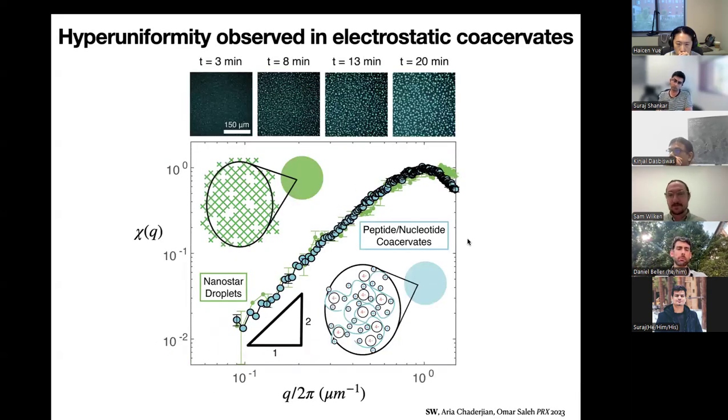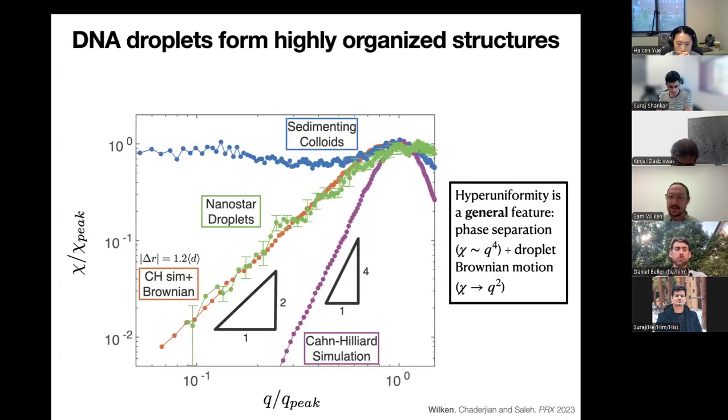You can do this with a different kind of phase separating system. So we did this with peptides and nucleotides, where the microstructure of these droplets is very different. The phase separation mechanism has to do with entangled polymers and electrostatic interactions, but the patterns are the same. So we see the same hyperuniformity here. I just want to emphasize that this is really a general feature of phase-separated systems that have Brownian motion or noise large enough to disrupt the structures here.